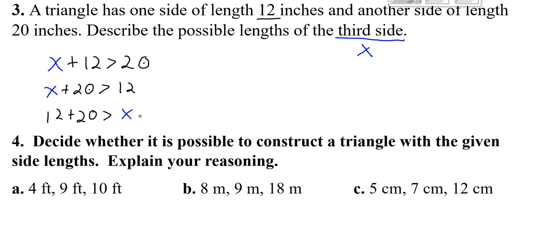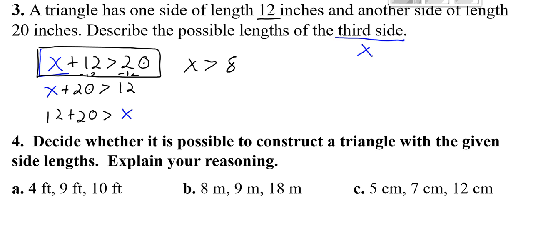As we look at this first one, if we simplify this and we subtract 12 from both sides, we're going to get x has to be greater than 8. Here, if we subtract 20 from both sides, we get x has to be greater than negative 8. And here, we add these together, they're 32.